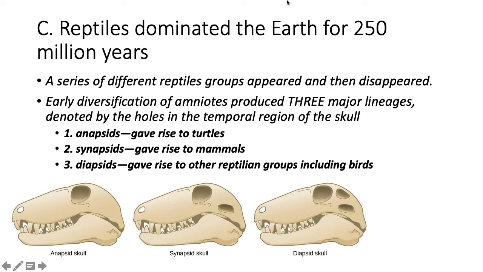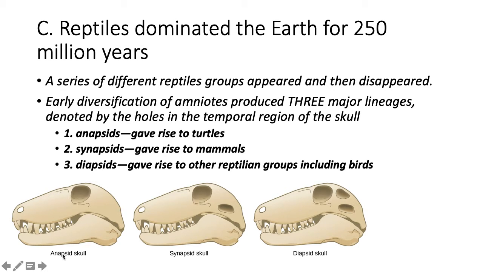Okay. So reptiles, they've been around for a really long time, 250 million years. We've seen a series of different reptiles appear, and some of them have disappeared. But we can basically classify these amniotes into three major lineages: the Anapsids, the Synapsids, and the Diapsids. And we classify them according to the holes that we can find in their skulls, specifically holes that are behind their orbital hole. I feel like that's not the right terminology for that. The socket, orbital socket? I don't know.